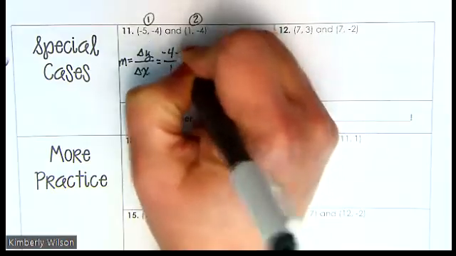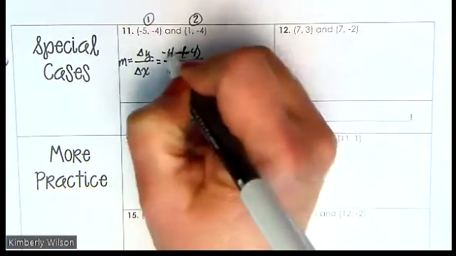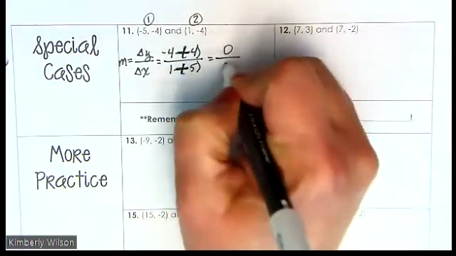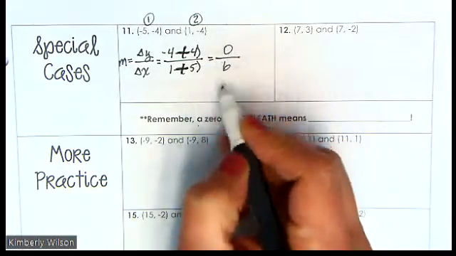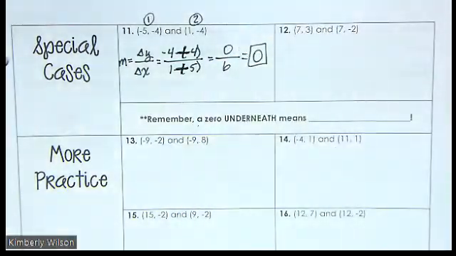Okay, so the double negatives become big pluses. And we will notice -4 plus 4 equals 0 over 6. Well, 0 divided by 6 equals 0. So that is my answer. Okay.